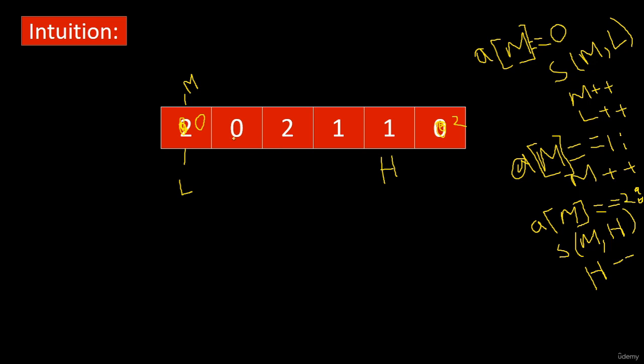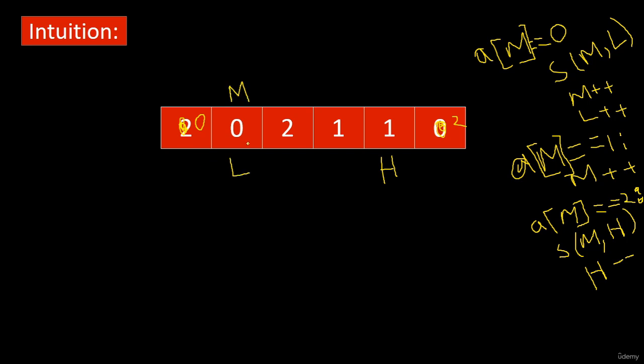Now what are we going to do? We're going to check if the middle pointer points to 0. We see the middle pointer points to 0. So we're going to swap the values at the middle and low pointers. So here you have 0. If we swap 0 and 0, then we'll have 0 here. And we're going to move middle to the next and low to the next. So let's move the middle pointer right over here and the low pointer right over here.